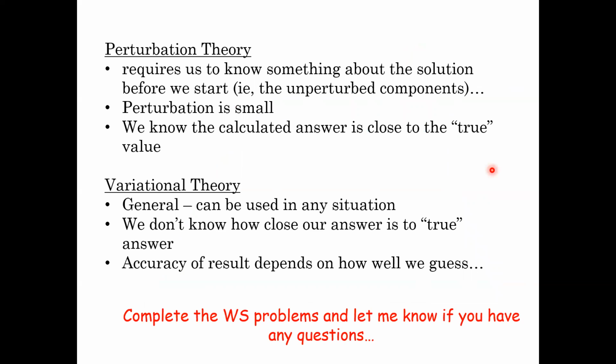So in summary, we have two types of approximation methods. Perturbation theory requires us to know something about the solutions before we start. Because we know something about the solutions, we know that the calculated answer is somewhat close to the true value. Variational theory is a complement to this. It can be used in any situation. We don't need to know anything about the answers ahead of time. But the penalty you pay is that you don't know how close your answer is to the true answer, and the quality of your result depends on how well you guess.